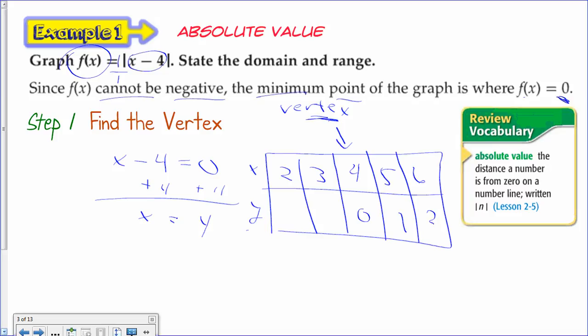Now, 1, and remember it's going up, isn't it? The reflection is folded over. You guys with me on that?